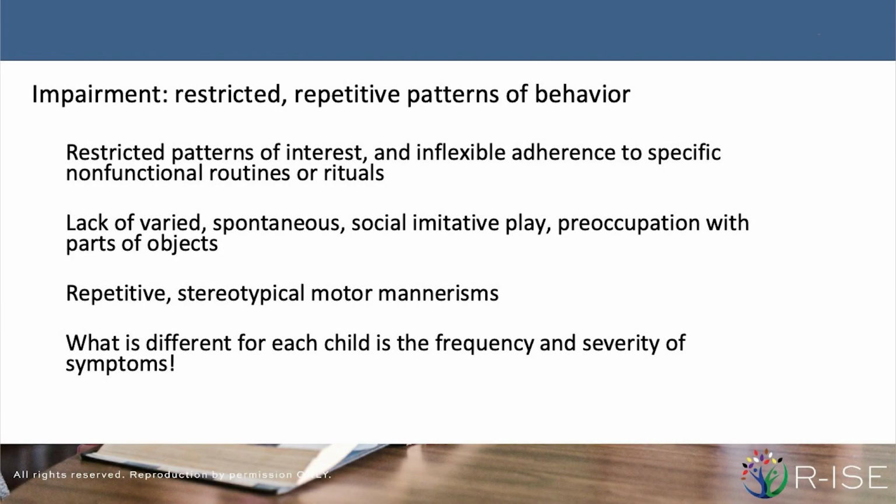Their behaviors are also restricted, repetitive. They have restricted patterns of interest. They may have a topic that they are absorbed with, such as animals, cars, stars, any topic area that they may just fixate on. There's a lack of varied, spontaneous, and social imitative play, preoccupation with parts or objects. They have repetitive, stereotypical motor mannerisms. What is different for each child with autism is the frequency and severity of these symptoms.